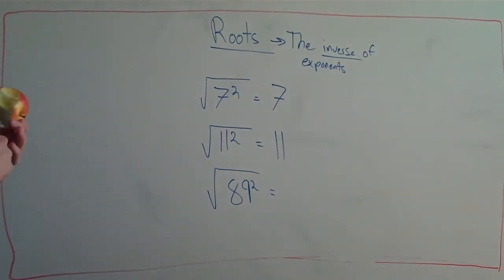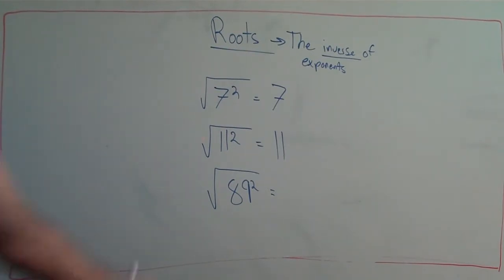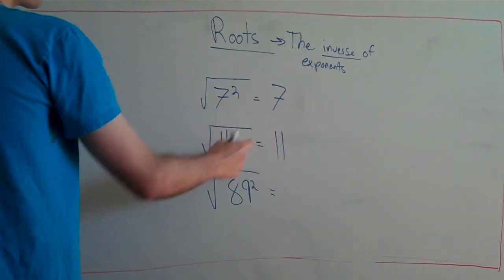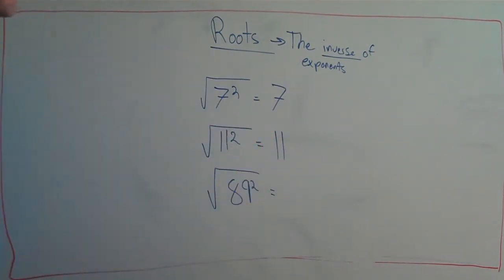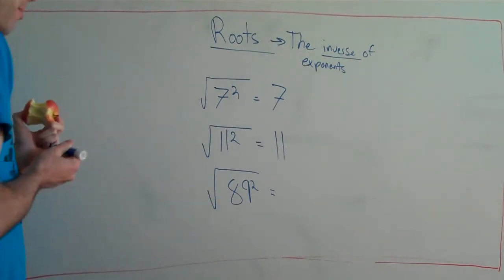The square root of 89 squared is? 7. Careful. Look at the pattern. I saw these really quickly in my head because it's actually a neat sort of idea. The square root is 89. The answer is? 89. Very good. Okay. Just want to make sure.